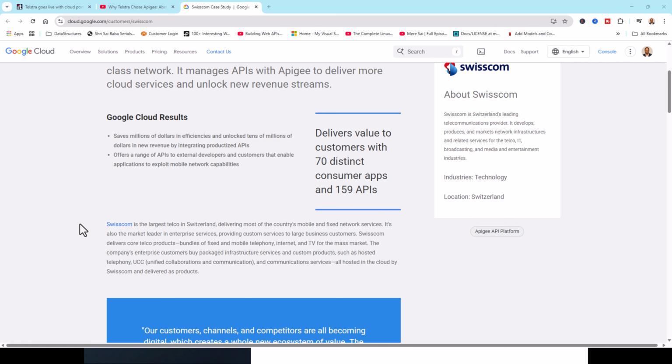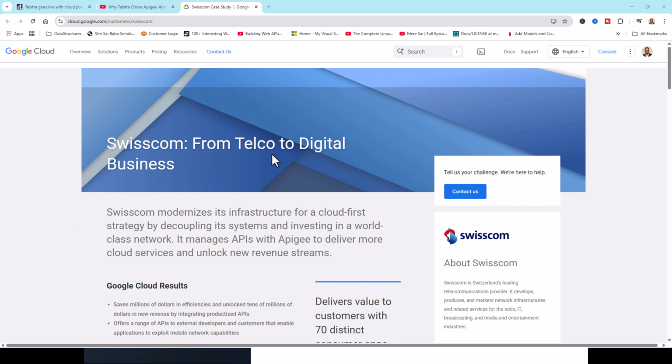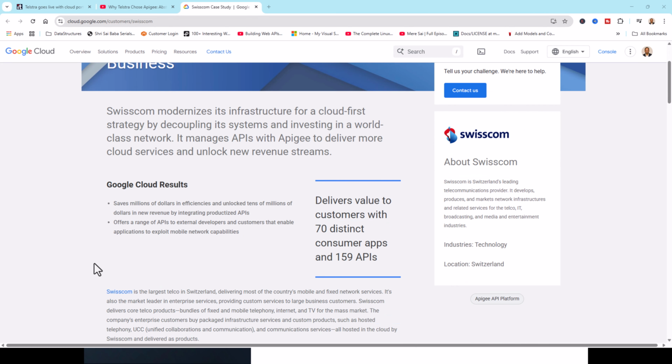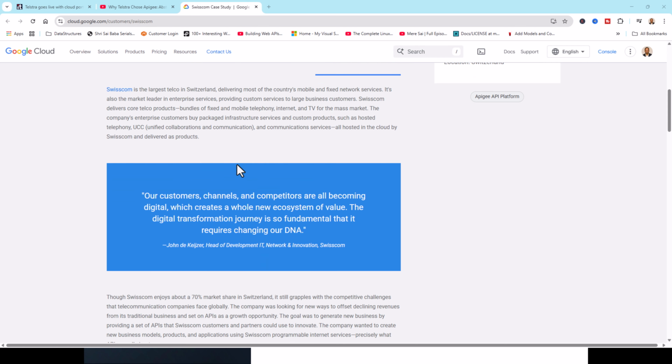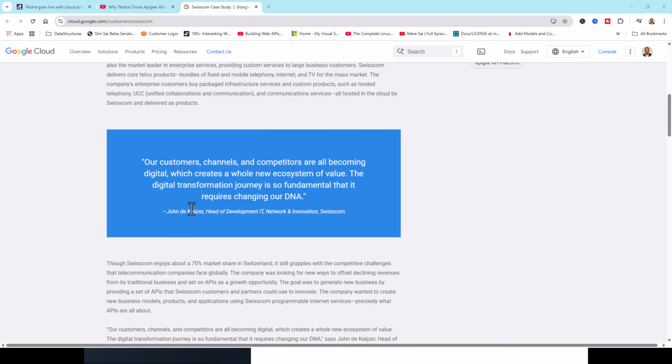Now let's go through a bit about the Swisscom from telco to digital business, but this is Google Cloud documentation. All right, so it says that Swisscom is the largest telco in Switzerland delivering most of the country's mobile and fixed network. It's also the market leader in enterprise services, providing customer services to large business customers. Swisscom delivers core telco products, bundles of fixed and mobile telephony, internet, and TV. So that's what they say.